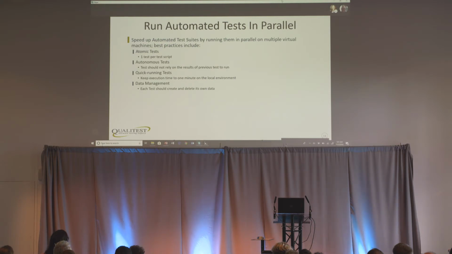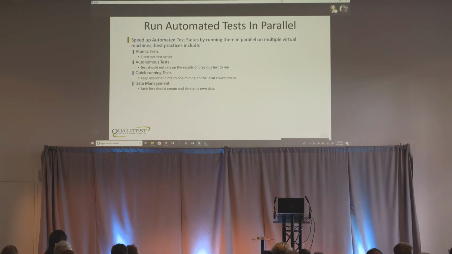We need to run automated tests in parallel. Now, because if we are running tests on only one environment, if we're just using our local environment, we're never really going to get the speed that we need. We need to be able to use multiple virtual environments, but in order to do that, we have to have our tests set up in such a way that we can implement them in parallel. And some of the best practices here include our tests need to be atomic. What that means is that we're only testing one thing per script. Because if we're testing multiple things in a script, if one thing fails, then our suite stops.